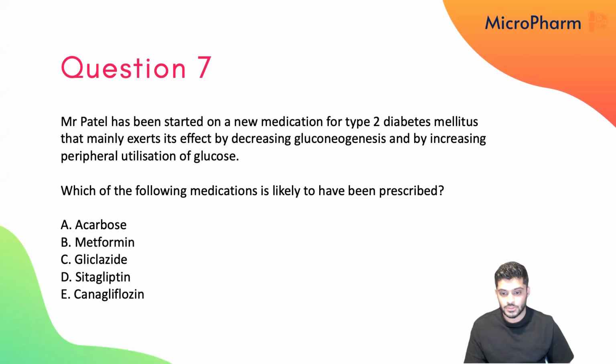Okay, let's share the results. So the correct answer is metformin. Metformin works by mainly doing two things. It decreases gluconeogenesis. What is gluconeogenesis?